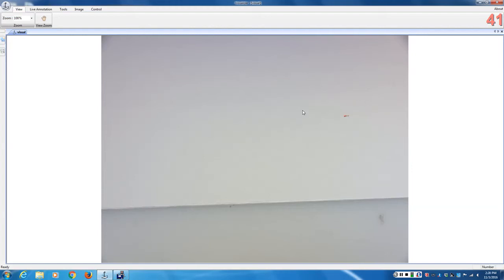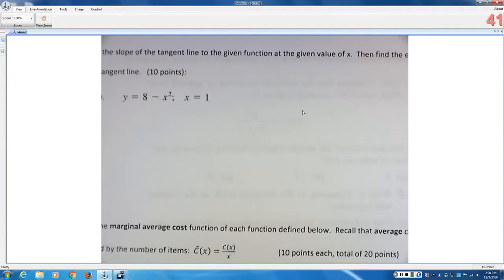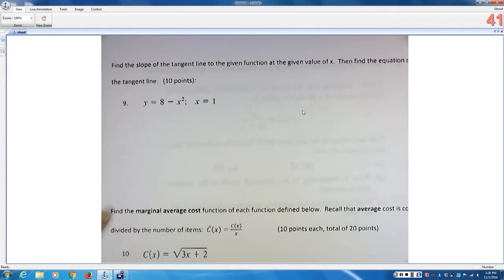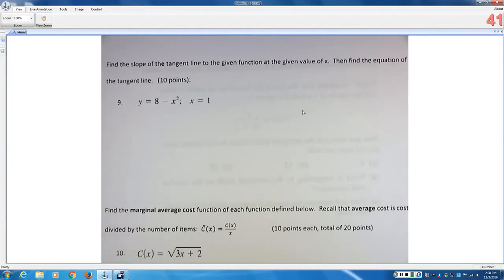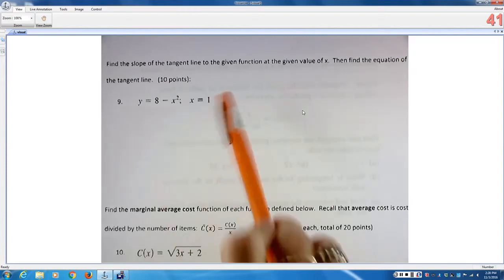Okay, we're ready to go on to number nine. Okay, our instructions here. I want you to read these carefully and I want you to think through. This is a process. This problem is actually very straightforward and it can be very, very easy even if the function is ugly. But you have to understand the process because there's three steps to what they're asking you to do.